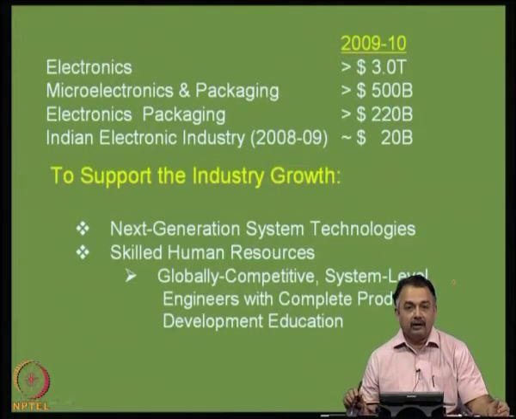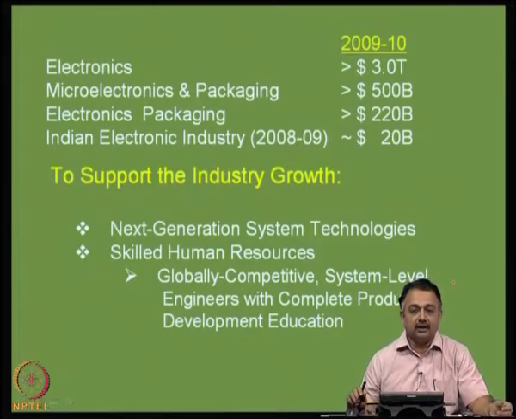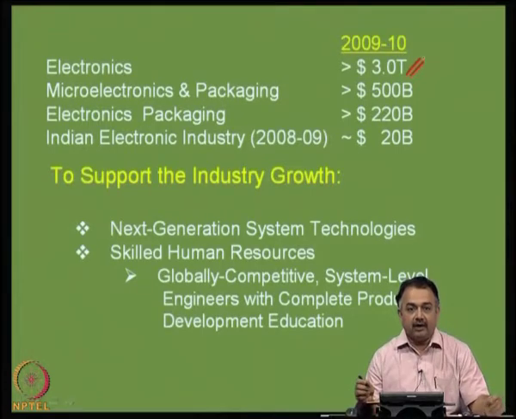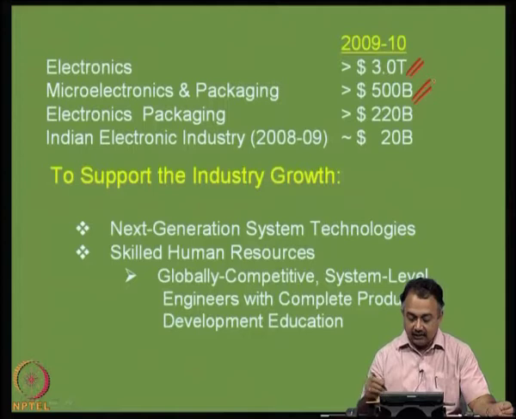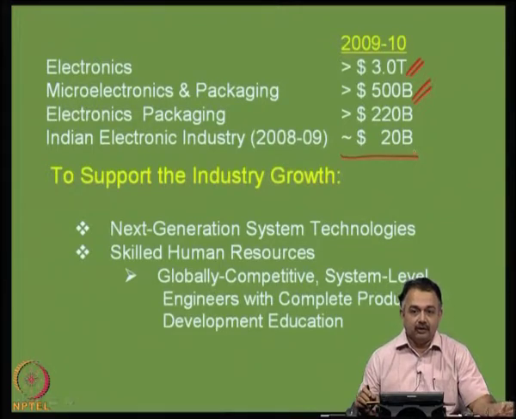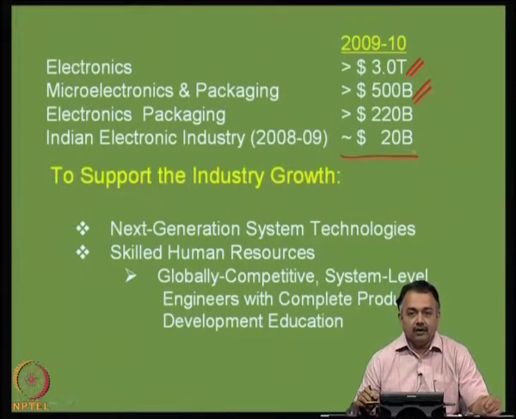If you look at the global market as of 2009, 2010, this is very current. The total electronics industry is greater than $3 trillion, which is very large. Microelectronics and packaging in that part of the electronics industry is about $500 billion, and electronics packaging is about $220 billion. And you can see in comparison the Indian electronics industry is only around $20 to $25 billion. So, you get a feeling of where we stand globally. Obviously, there are leading players in the global market, including the US, Japan, China and Europe.